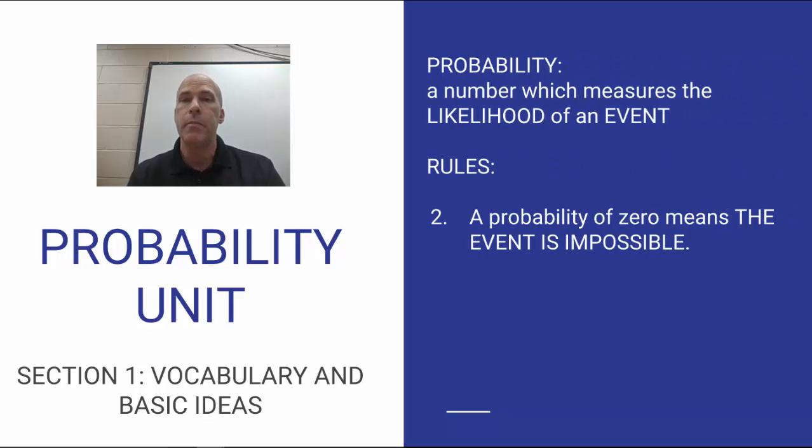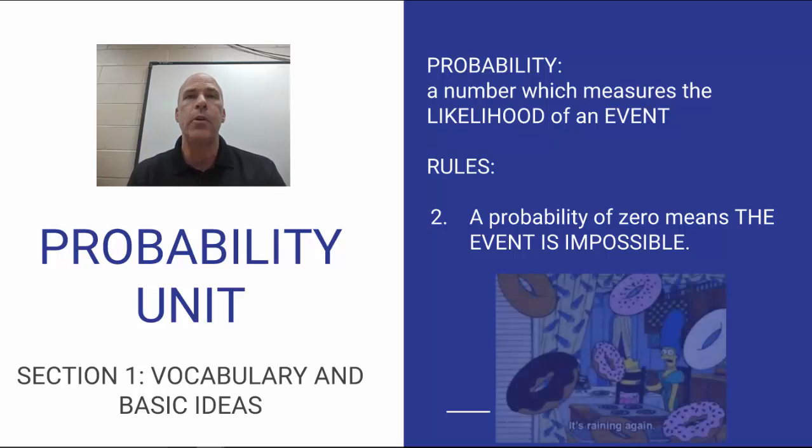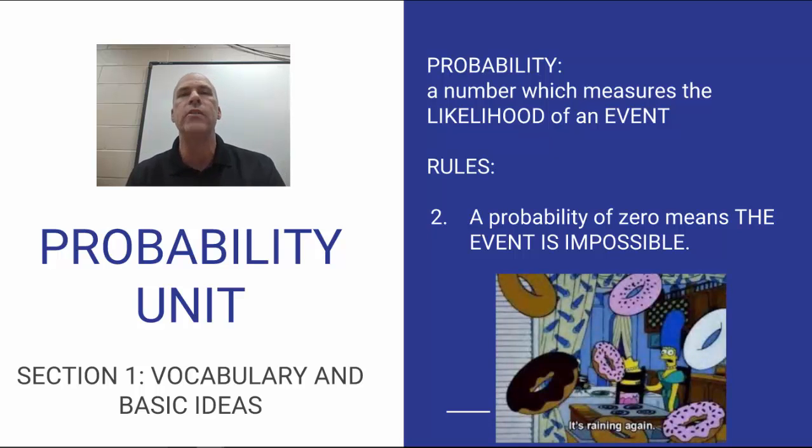The second rule is a probability of 0 means that the event is impossible. It cannot occur. So for example, the probability that it will rain down donuts tomorrow upon us is 0 unless something really freakish happens. But I'm pretty confident that it's 0. Another way to think of it is, if we roll 1 single die, what's the probability you roll a 7 on that die? Well, there is no 7 on a die, so that has a probability of 0.